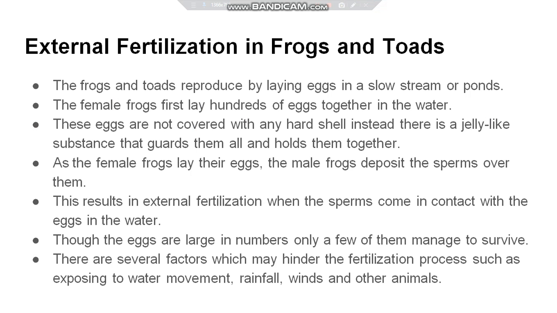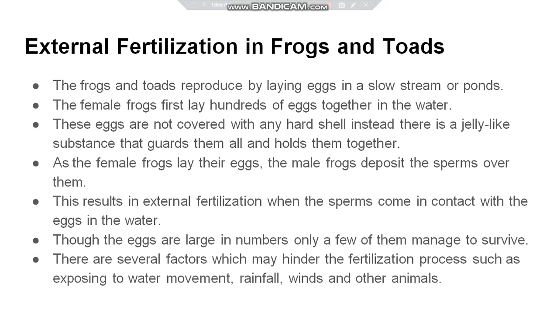The female frogs first lay hundreds of eggs together in the water. These eggs are not covered with any hard shell. Instead, there is a jelly-like substance that guards them all and holds them together. As the female frog lays her eggs, the male frog deposits the sperms over them. This results in external fertilization when the sperms come in contact with the eggs in the water.